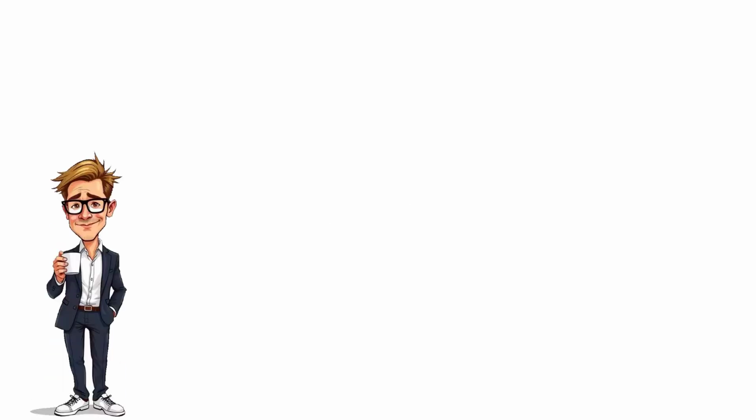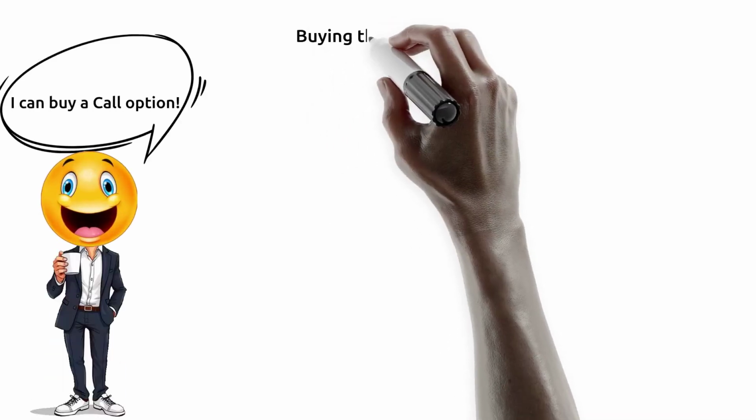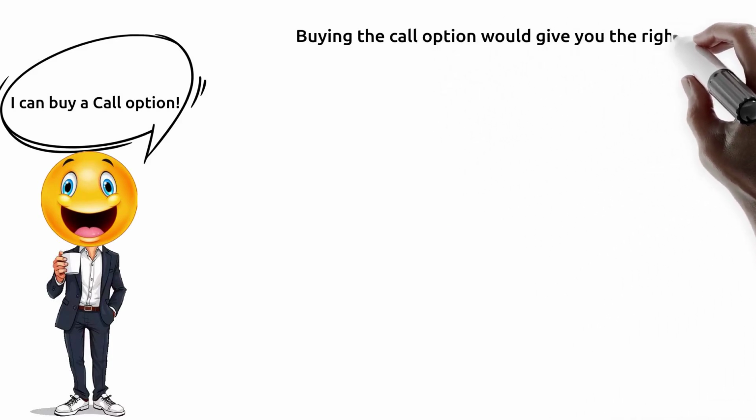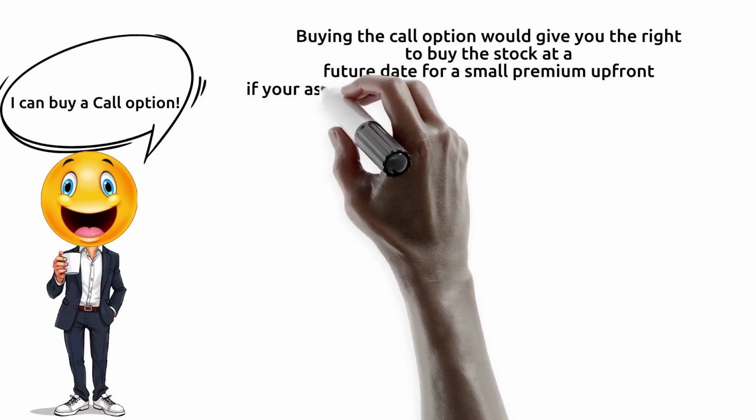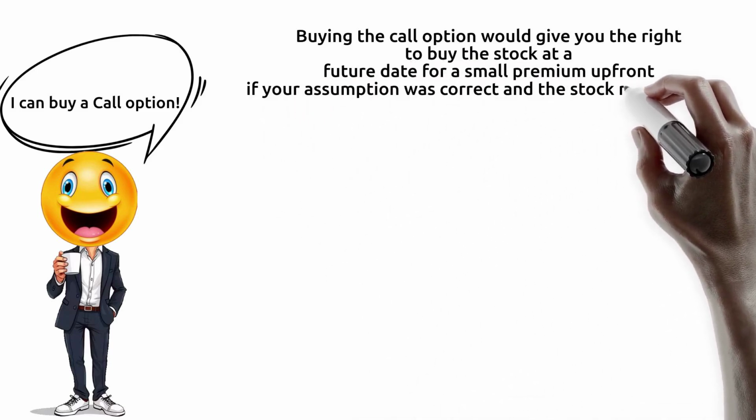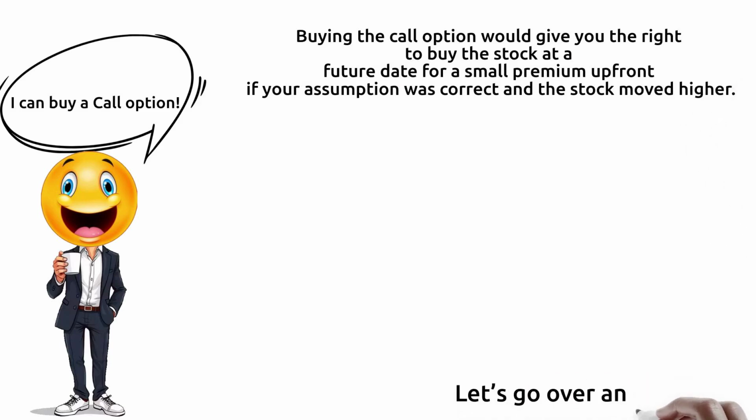One alternative to buying the stock outright is purchasing a call option. Buying the call option would give you the right to buy the stock at a future date for a small premium up front if your assumption was correct and the stock moved higher. Let's go over an example.